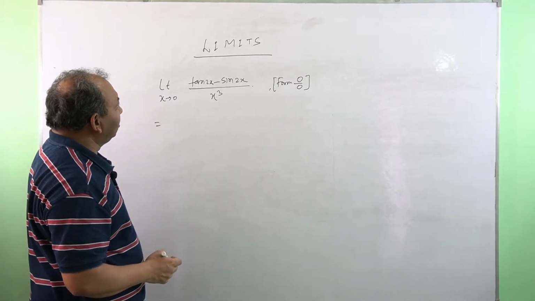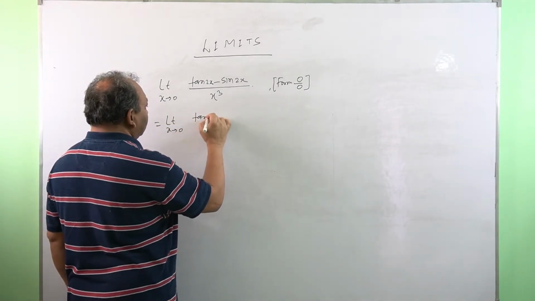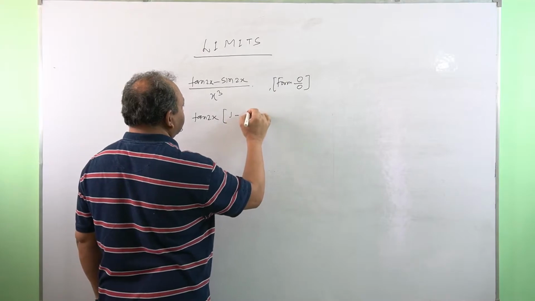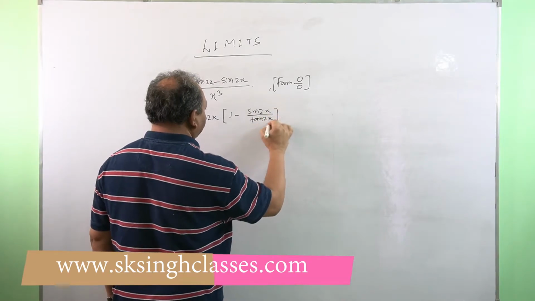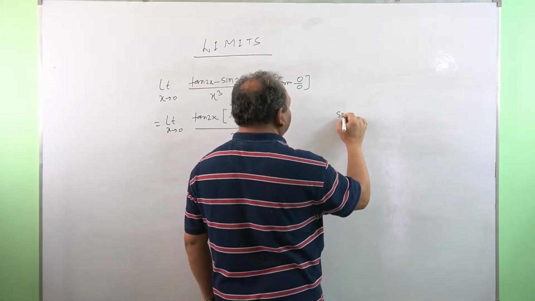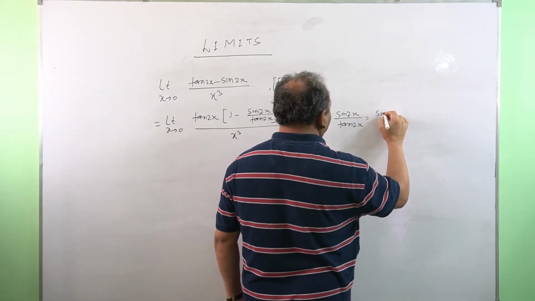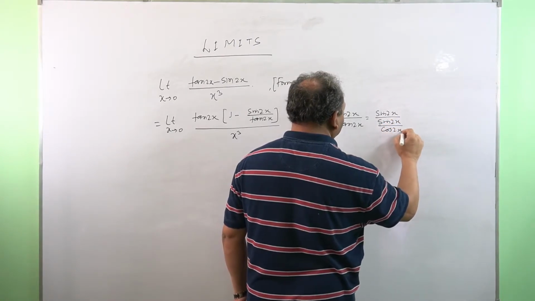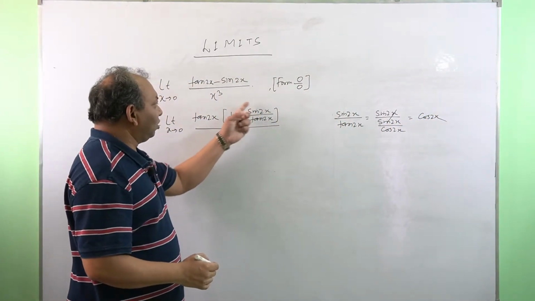Take tan 2x common from the numerator. Limit x tends to 0, tan 2x into (1 minus sin 2x by tan 2x) divided by x cube. Sin 2x by tan 2x is equal to sin 2x by (sin 2x divided by cos 2x), means cos 2x. So this becomes cos 2x.